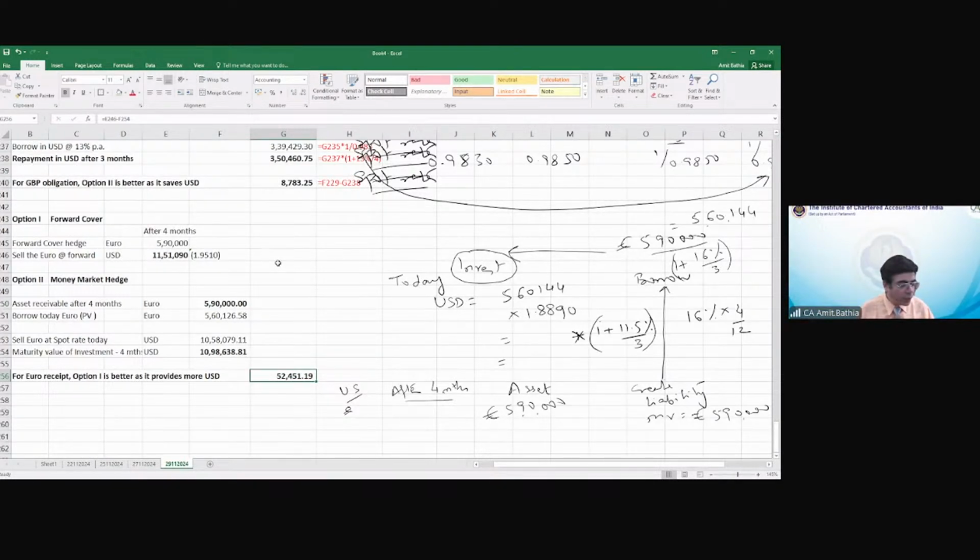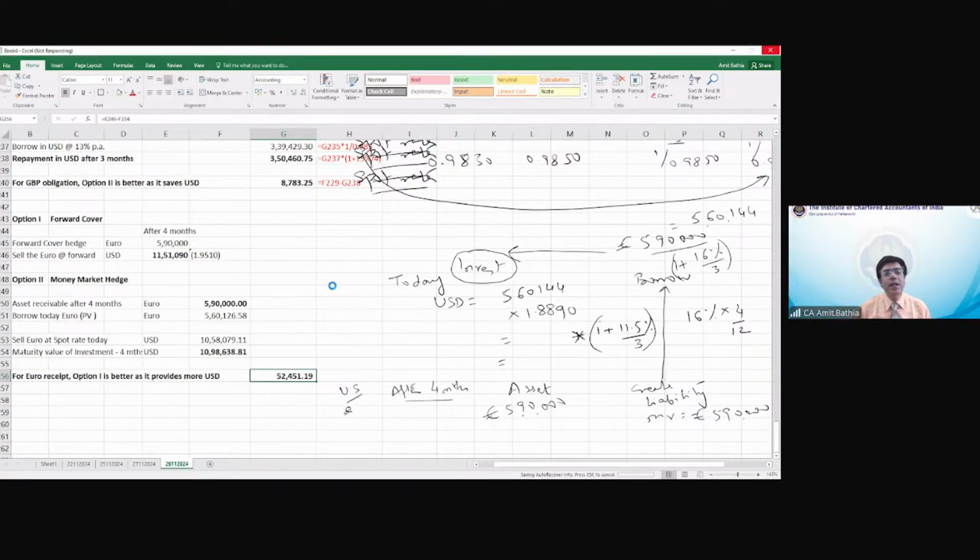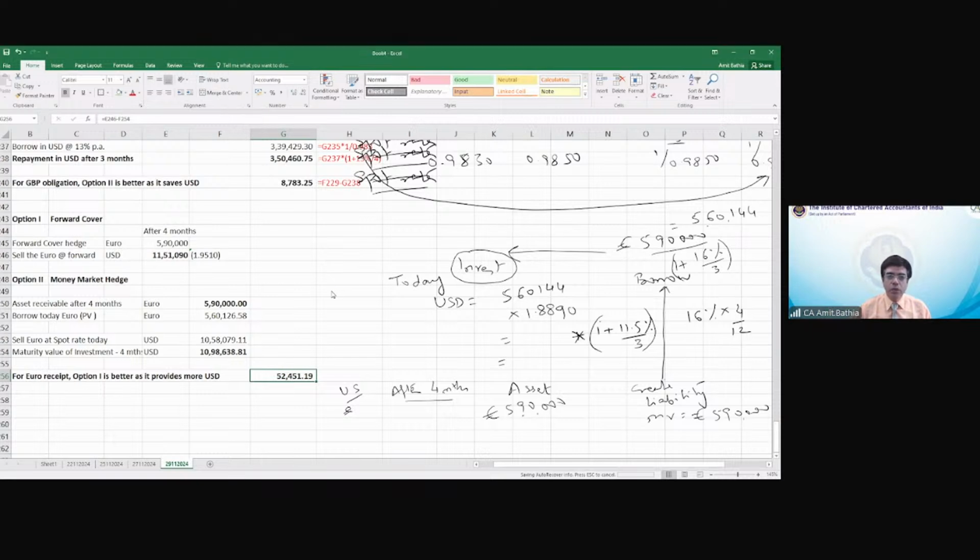Before we conclude for the day, let me recap what we have covered today. In the previous session, we had started with external techniques of hedging. We had started with money market hedge, and we had also done one leading and lagging practical question. So today we started first of all with the concept of swap points, right?